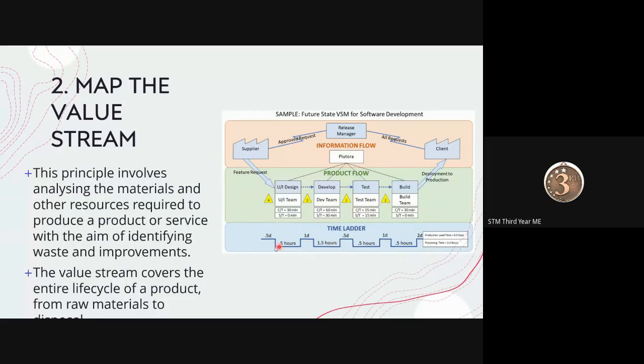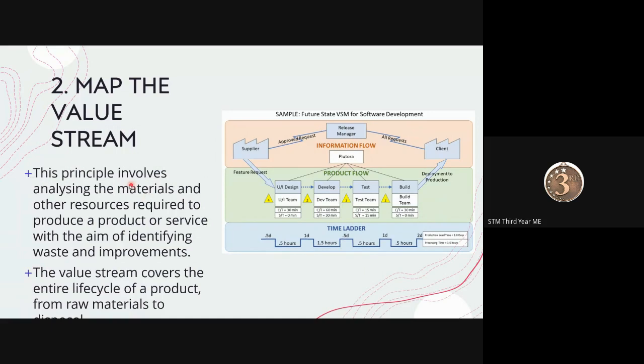Okay, this is the time ladder, and there are 3 sections. Information flow, wherein the client gives the request to the list manager and to here, and the product flow, in which the products are transferred. So from design to develop, develop to test to build, then further deployment. All this comes under product flow, and last comes the time ladder. So this is how the value stream is mapped from one section to another.